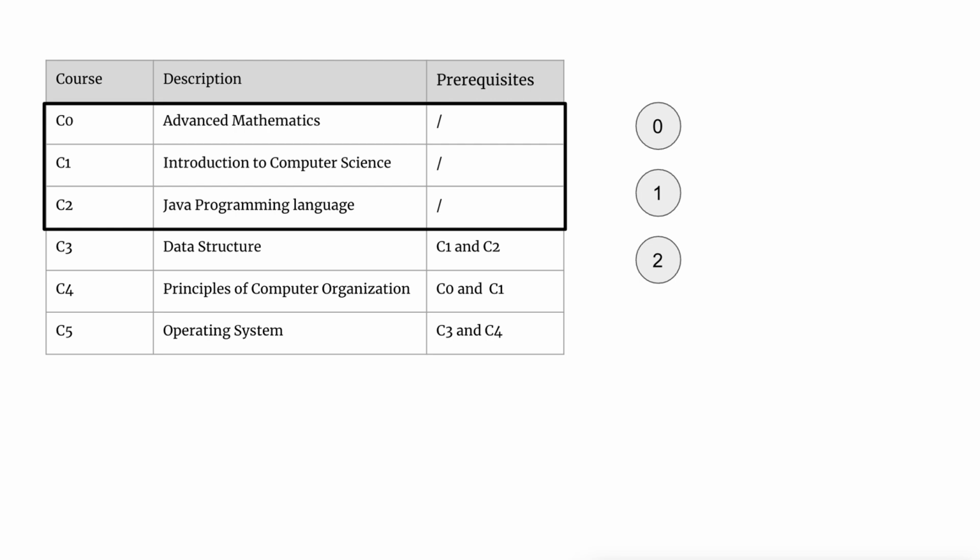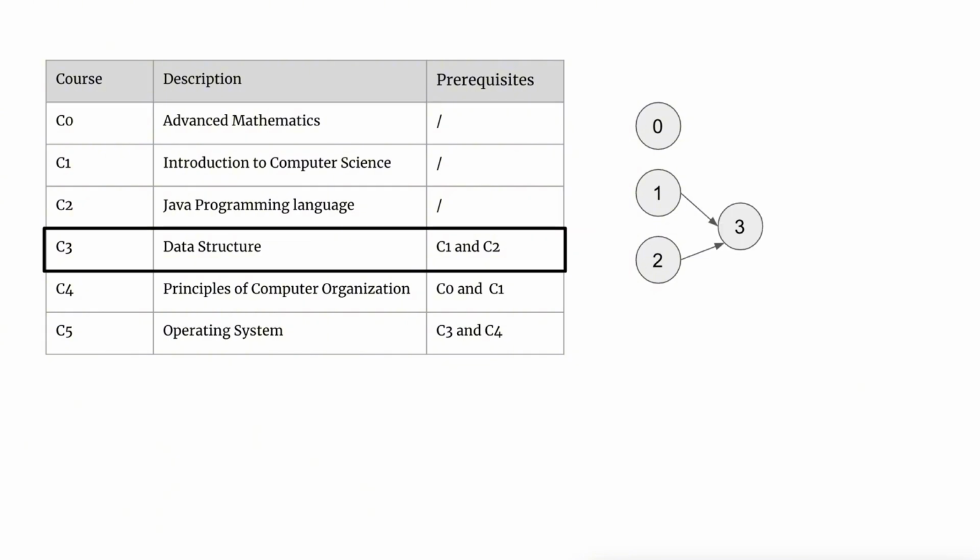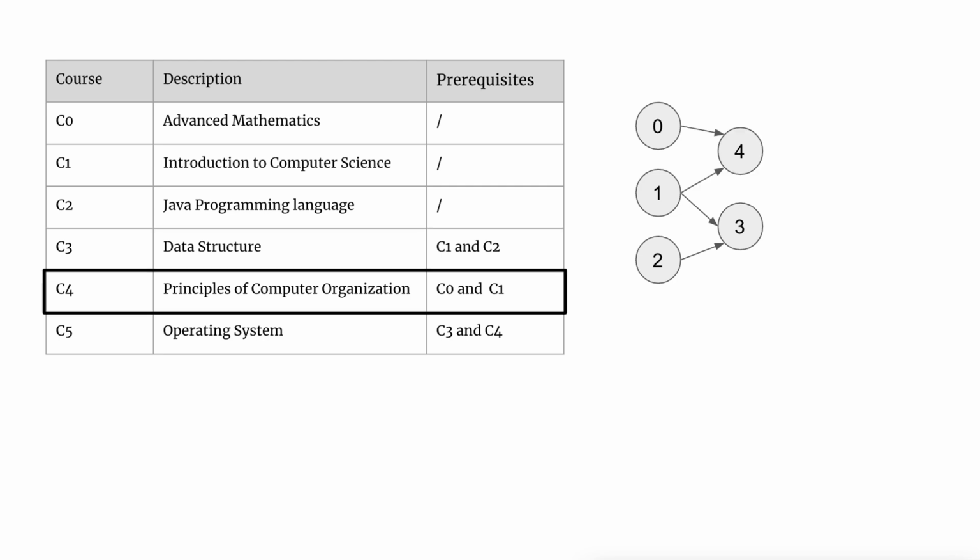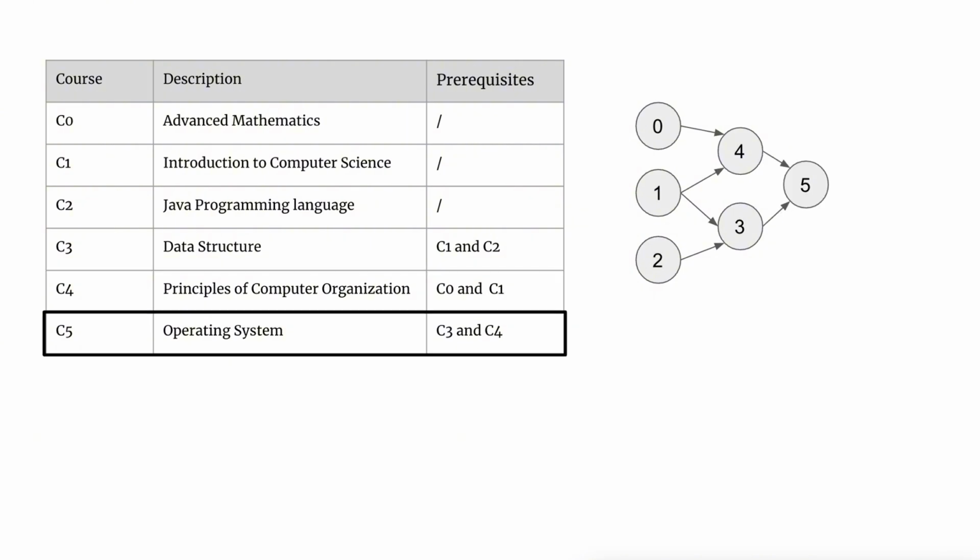I can draw a diagram. I realize that C0, C1, and C2 do not need any prerequisite courses, so I will draw them out first. After I have taken C1 and C2, I can take C3. After I have taken C0 and C1, I can take C4. After I have taken C3 and C4, I can take C5.